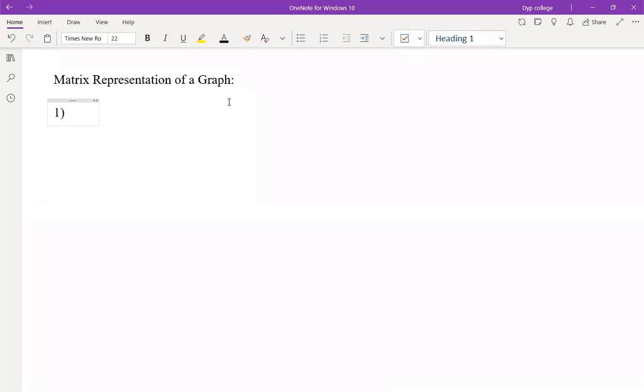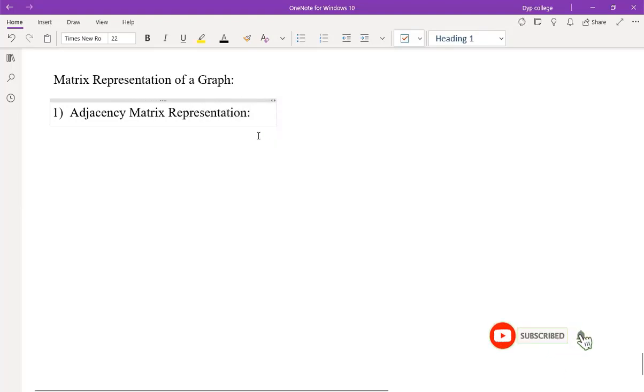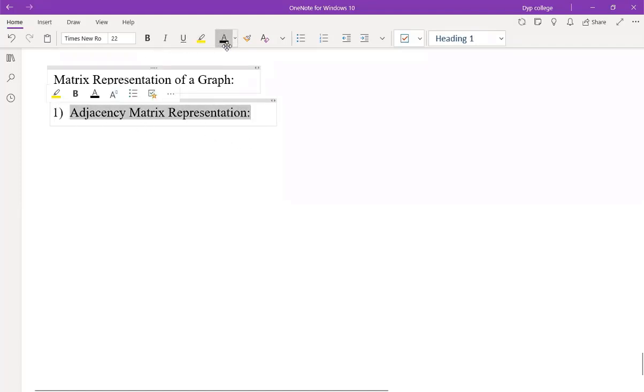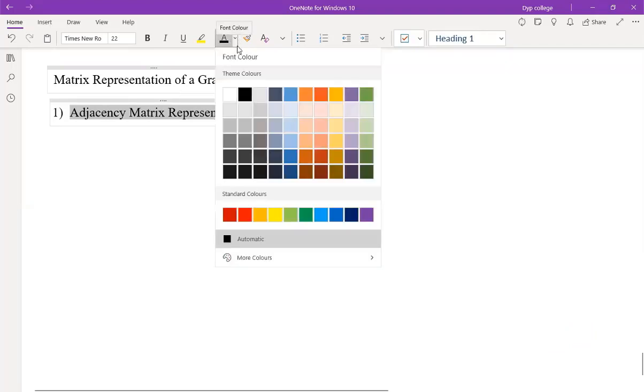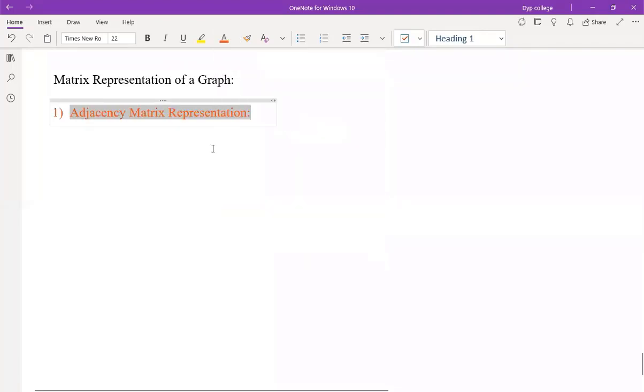पहला जो टाइप है मैट्रिक्स फॉर्म का, the first form is called as adjacency matrix representation. Okay, adjacency matrix representation of a graph. मतलब कोई भी ग्राफ अगर हमें दिया है तो उस ग्राफ का हमें adjacency matrix लिखना है. Then how to write the adjacency matrix of any graph? So that we will discuss in this part here.